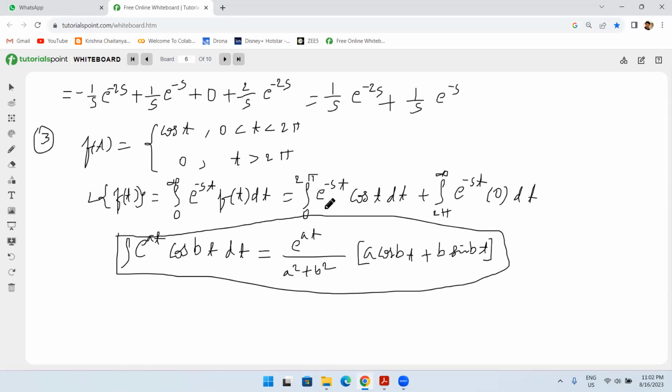Here in this case, e power minus st, what is the a value? Nothing but minus s. In the place of a, we substitute a is equal to minus s, and the b value here in this case is just 1. So b value is 1. Substitute those things. So what do you get? E power minus st divided by minus s square plus b square, that is 1 square, into a cos bt, where a is nothing but minus s. Here I'll write a is equal to minus s, b is equal to 1. Substitute here: a cos bt, plus b, which is 1, into sin bt. So this is the solution.